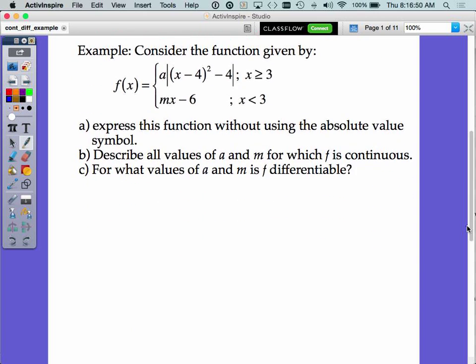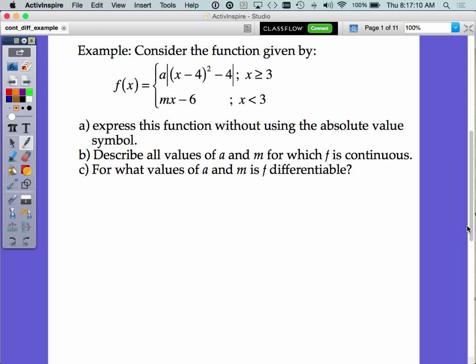We've got this function, which is a piecewise defined function, and we see that one of the pieces involves the absolute value. We're asked to express the function without using the absolute value symbol, and then to describe all values of a and m for which the function is continuous, and then ask for what values of a and m is the function going to be differentiable.